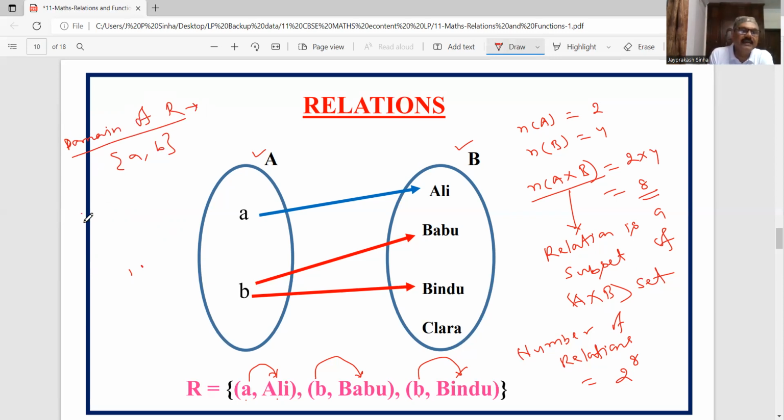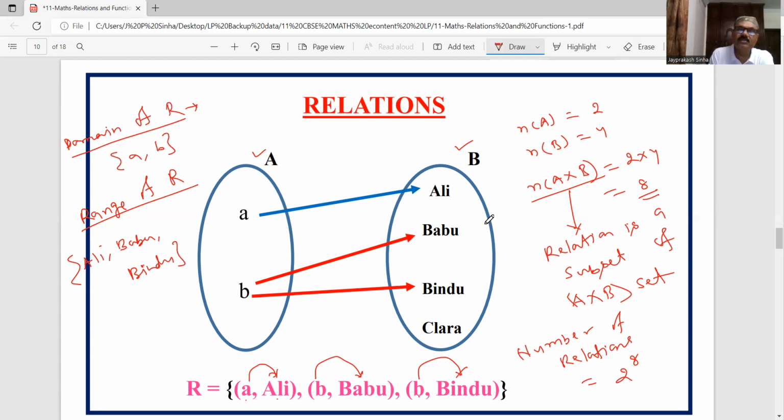Then the range of R. Range of R means, see here, the second elements of the ordered pairs. The second elements are Ali, Babu, and Bindu. These are the range of R.